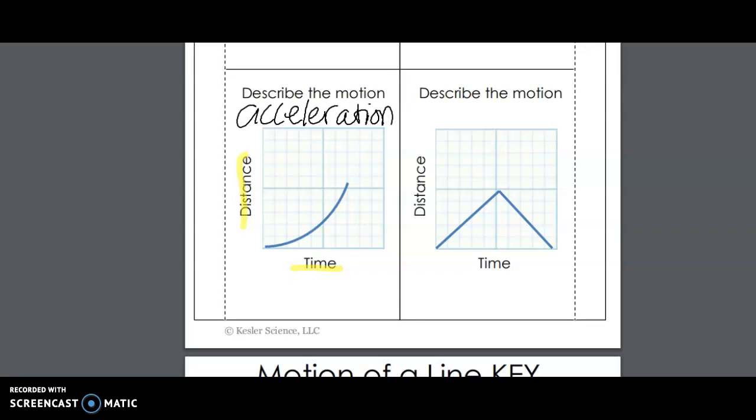Now, I do want to throw a little bit of a curveball at you, Maddie. If this is acceleration, what do you think this would be? It is. You might see this and it would be deceleration.